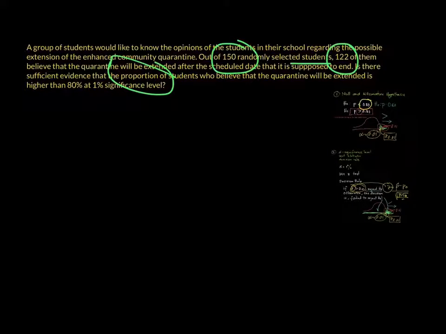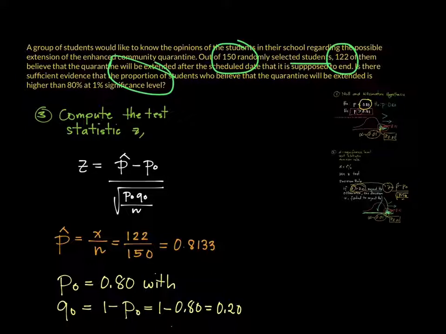Now, once we know the alpha, the test statistic to be used, and the decision rule, we will proceed to step number 3, the computation of the test statistic z. Again, the formula to use here is z equals p hat minus p sub 0 over the square root of p sub 0 q sub 0 over n. The p hat, as we already know, is x over n, where x is 122 and n is 150. If you compute this value, it is 0.8133, rounded off to 4 decimal places.